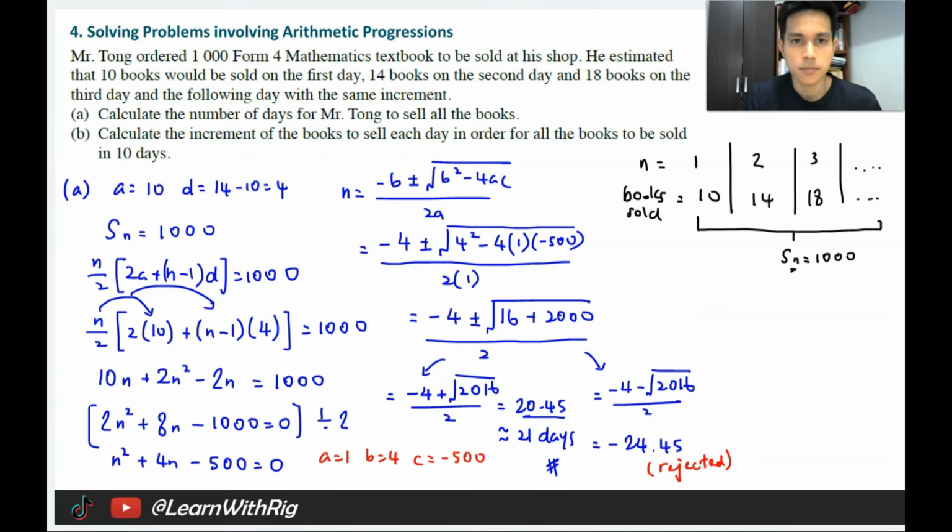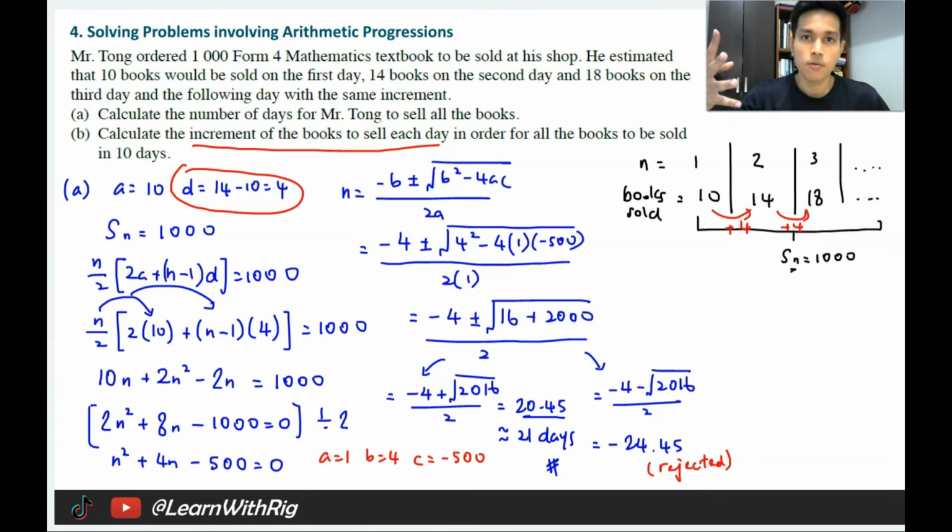Next, calculate the increment of the books to sell each day in order for all the books to be sold in 10 days. So now, you see what's the difference here? They're asking for calculate the increment of the books to sell each day. So in this case, you are no longer using this. The D value is no longer 4 because now they are changing the increment. The previous one was every increment is plus 4. Every day he sells 4 more books extra.